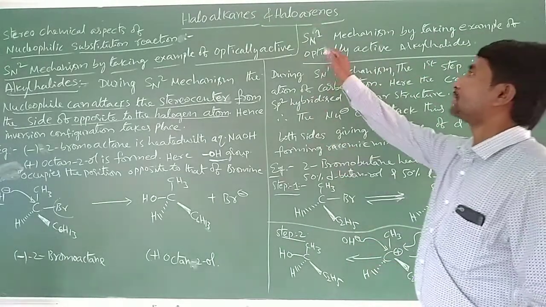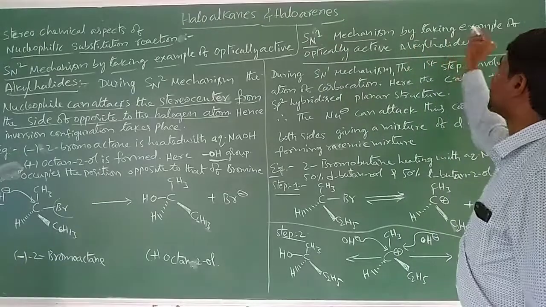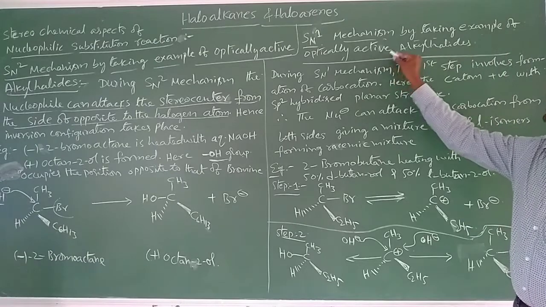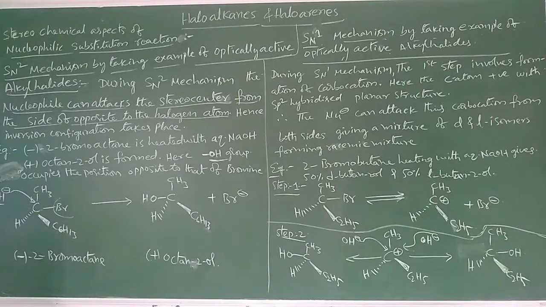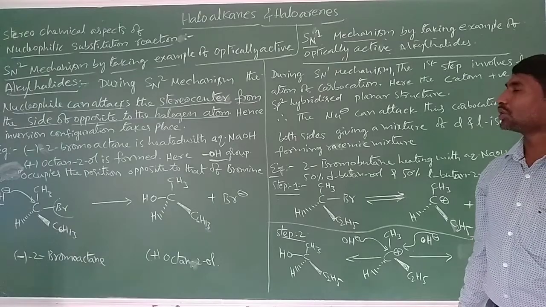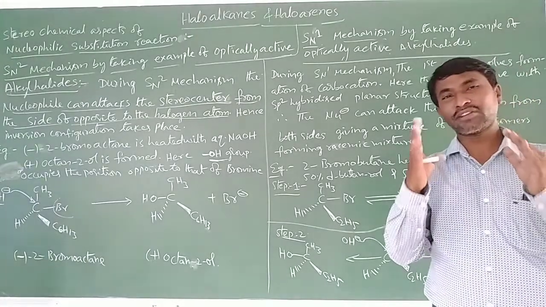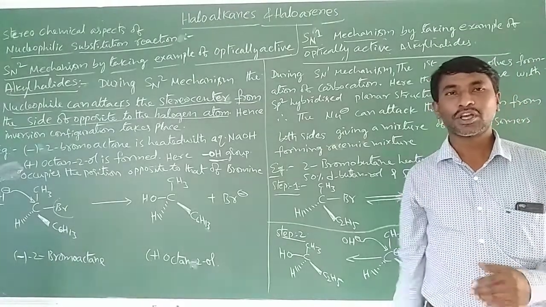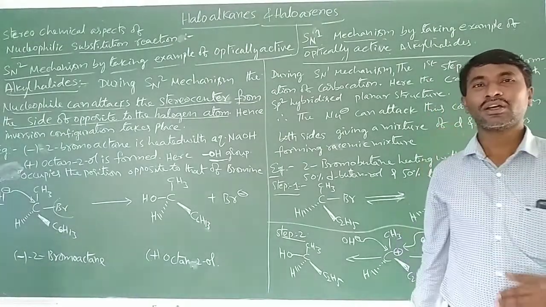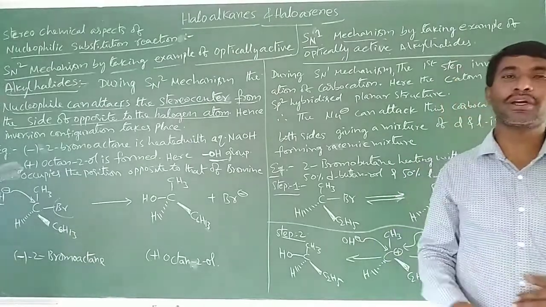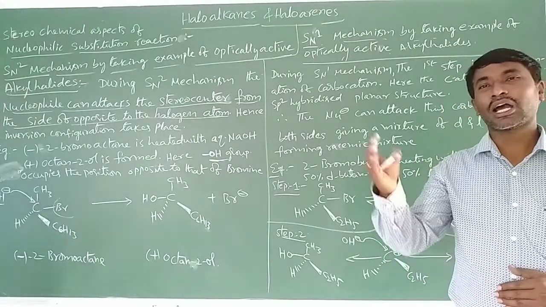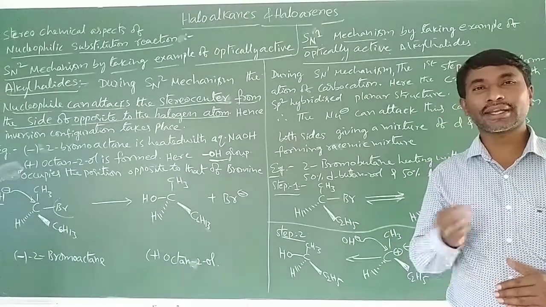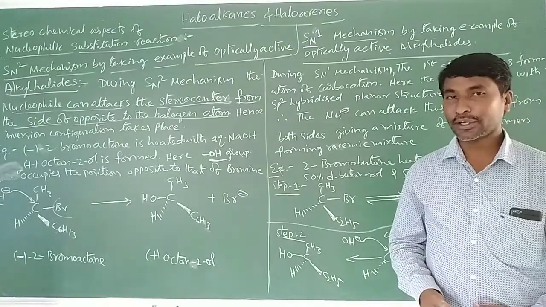Similarly in the SN1 mechanism, taking the example of optically active alkyl halides, the SN1 mechanism follows two steps. The first step is the formation of the carbocation. In the second step, the nucleophile can attack either side of the carbocation.